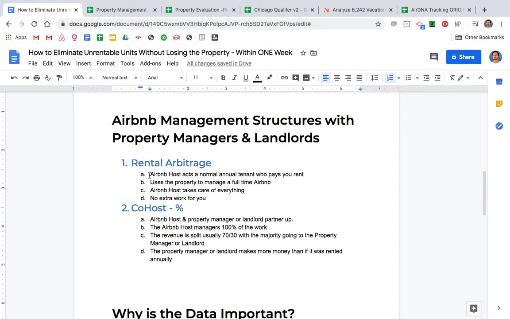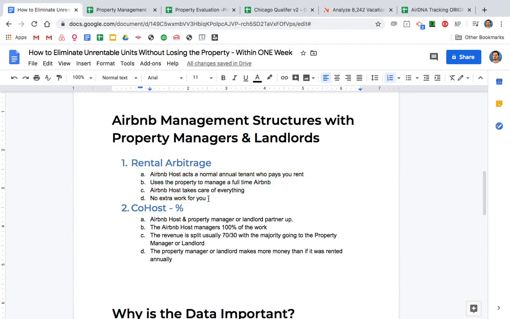What happens here is the Airbnb host acts as a normal annual tenant and pays you rent. So for you, everything stays the exact same. They just use your property as a full-time Airbnb. They're taking on all of the risk, so the Airbnb host is taking on all of the risk. You're not. Everything's staying the same. They're going to take care of everything, and there's no extra work for you, right? So it sounds like a pretty good scenario.